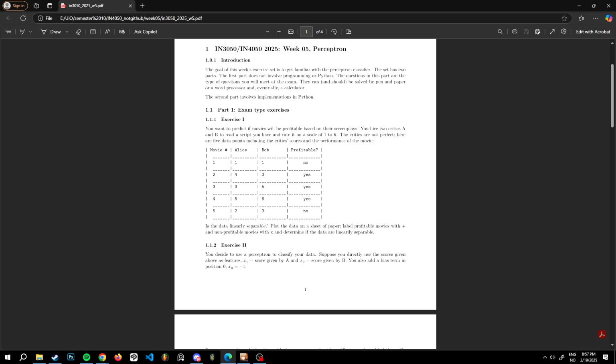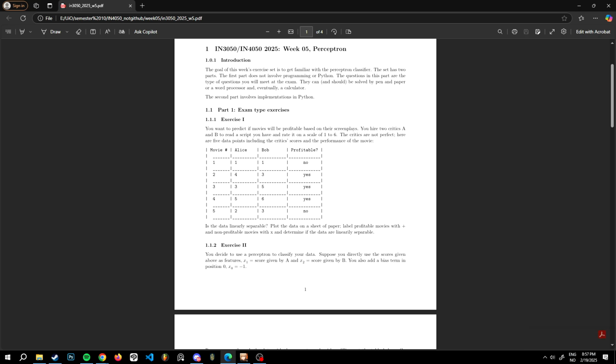And then we have exercise number 1. You want to predict if movies will be profitable based on their screenplays. You hire 2 critics, A and B, to read a script you have and rate it on a scale of 1 to 6. The critics are not perfect. Here are 5 data points, including the critics' scores and the performance of the movie.